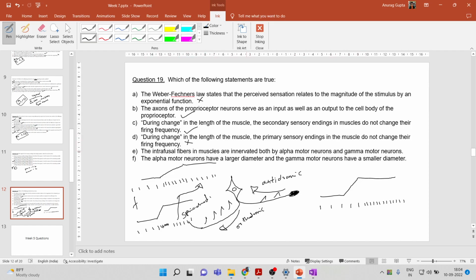E, the intrafusal fibers in muscles are innervated both by alpha motor neurons and gamma motor neurons. This is false. They are innervated only by gamma motor neurons. And F, the alpha motor neurons have a large diameter and the gamma motor neurons have a small diameter. This is true. So the correct options are B, C, and F. Let me just write that down: B, C, and F.